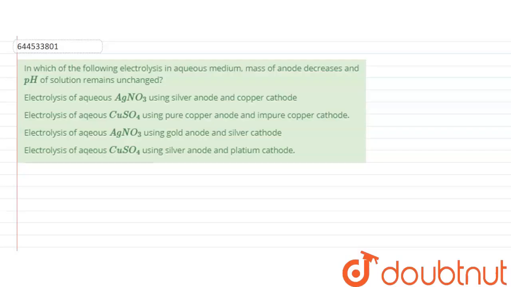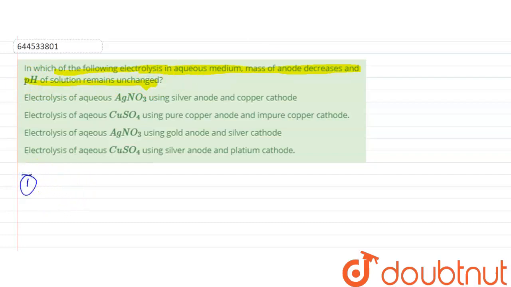Hello everyone. So let's see this question. In this question, it is given that in which of the following electrolysis in aqueous medium, mass of anode decreases and pH of the solution remains unchanged, right? So let's read the question one by one.